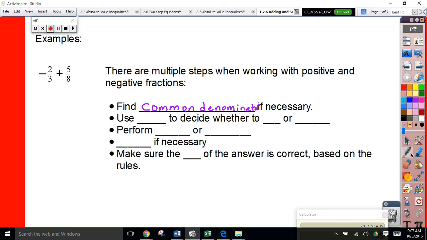Okay, then once you have the common denominator, you're going to compare your fractions and you're going to use your rules to decide whether you add or subtract. So remember our little song, same signs add and keep, different signs subtract. Keep the sign of the larger number, and then you'll be exact. So in the little example that I have up here, we have a negative fraction and a positive fraction. We have different signs, so we're going to be subtracting. Okay, then we're going to actually perform our addition or subtraction.